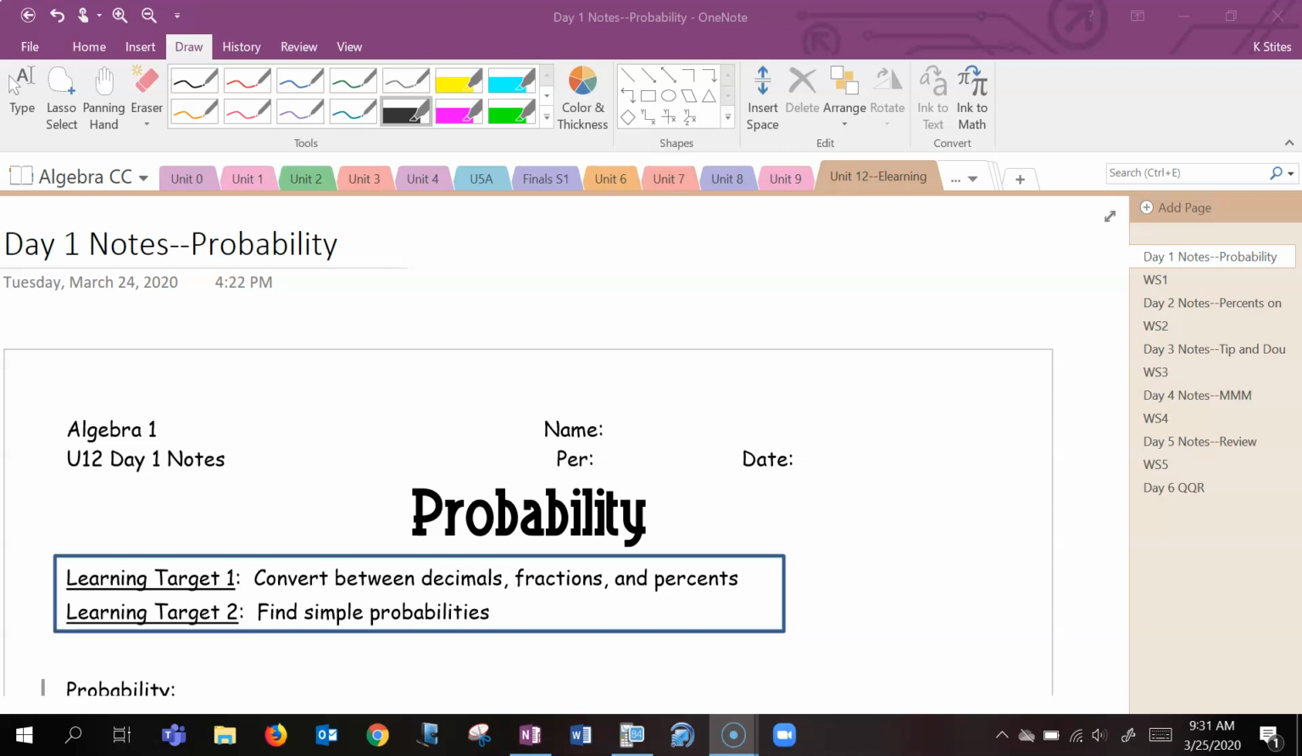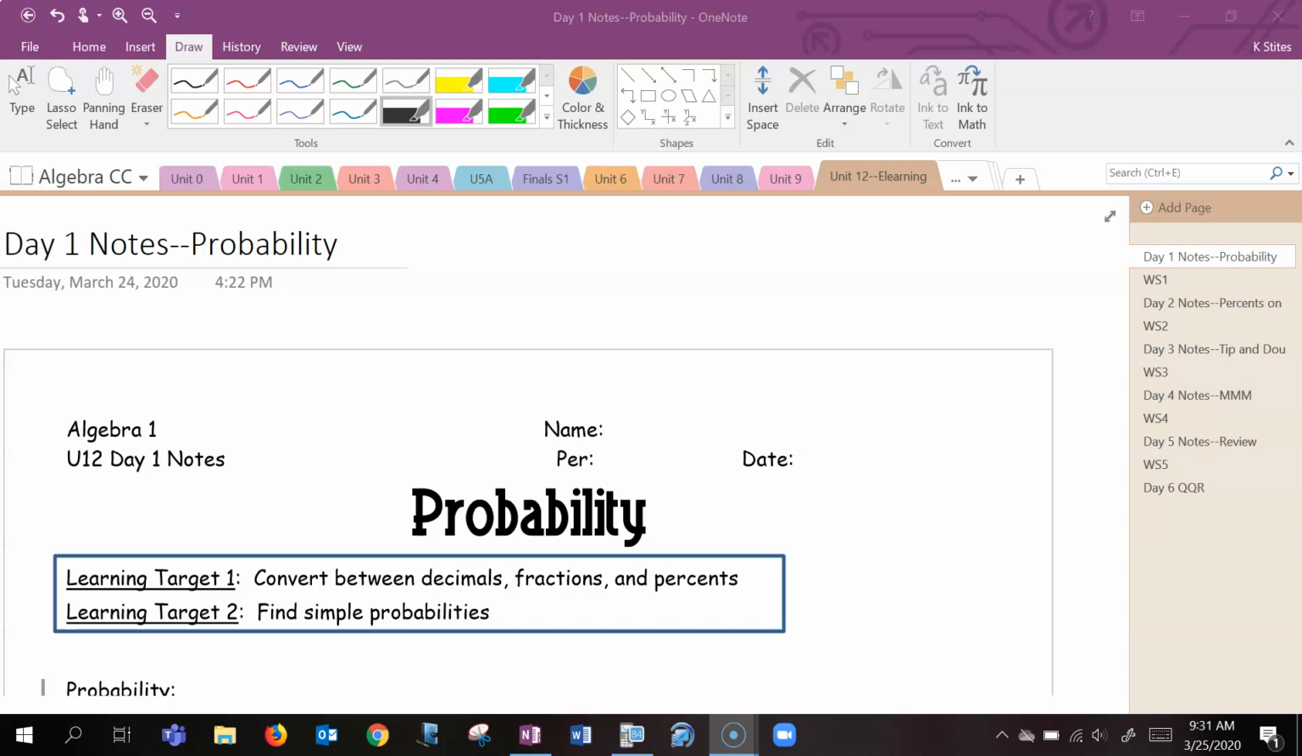If you flip to the very last page of the packet, you'll see that's your homework answer key. I had to throw this together pretty quickly for the possibility of e-learning. Okay, so that's how it's all organized. It's all together for you.